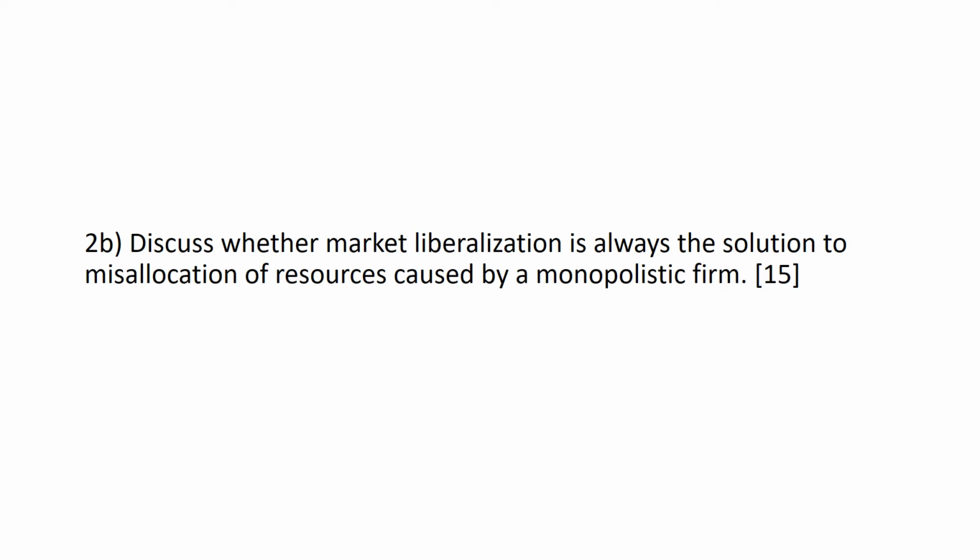Hi everyone, in the last video we talked about 2A in the 2019 ACJC Prelims Micro Essay section. Now in this video we look at 2B, discuss whether market liberalization is always the solution to misallocation of resources caused by a monopolistic firm.